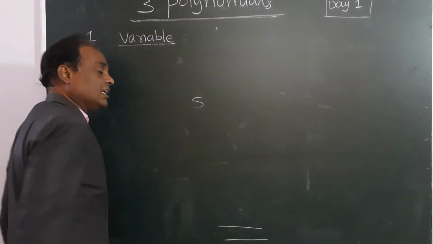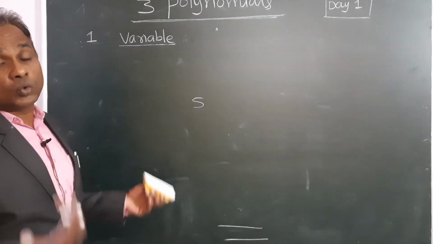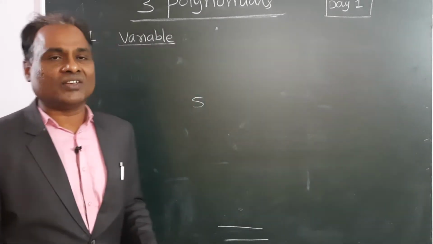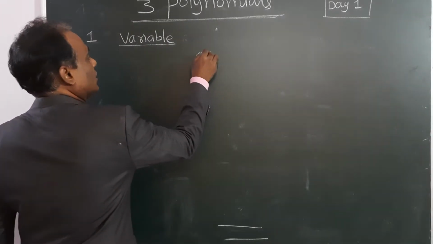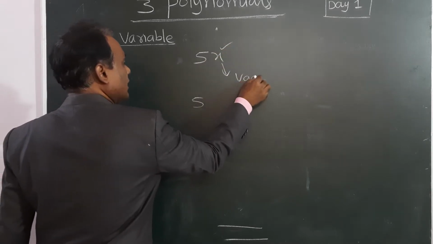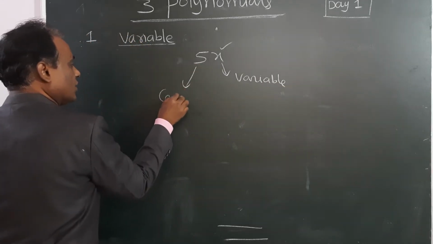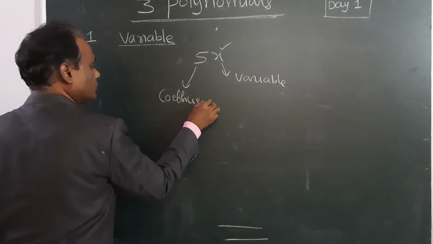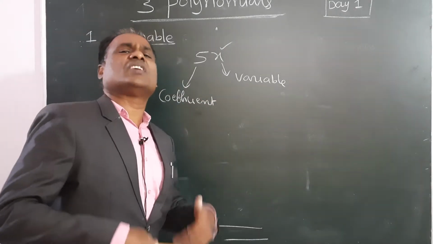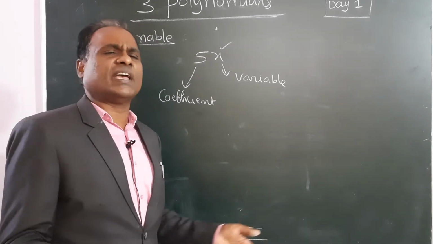Suppose if you have a 5, wherever we write 5 it is 5 only, 10 is 10 only, 2 is 2 only. But x means x is unknown. It may have any value. So suppose if you have 5x, then this x is called the variable and this 5 is a constant. That constant is also called the coefficient. So variable means which varies, which changes from problem to problem, data to data, as per the given data. It may have any value.